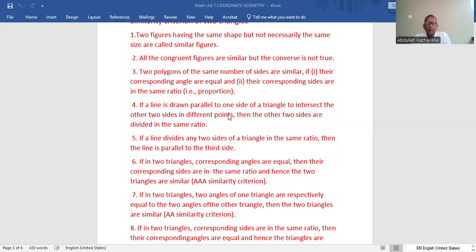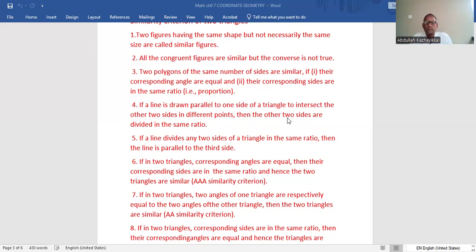If a line is drawn parallel to one side of a triangle to intersect the other two sides, a triangle has three sides, correct? If a line is drawn parallel to one side, any side we can draw. Now here I can draw parallel to this side. Look here, this side, blue and yellow, parallel. It must be parallel. Okay. Then what we can say? Parallel to the third side.